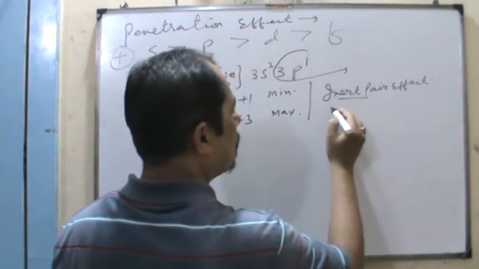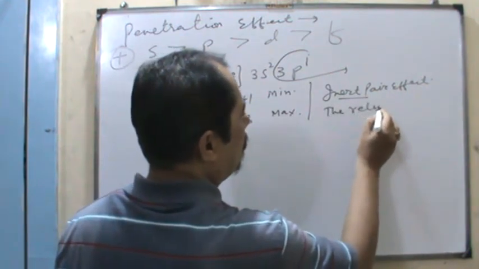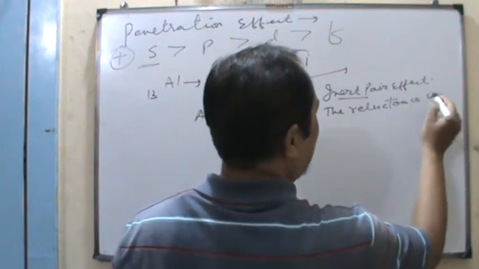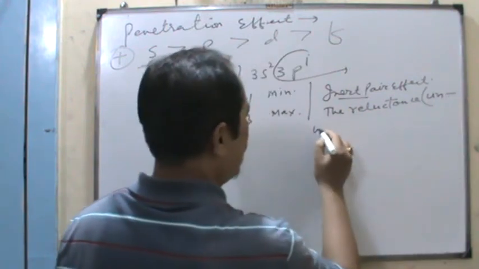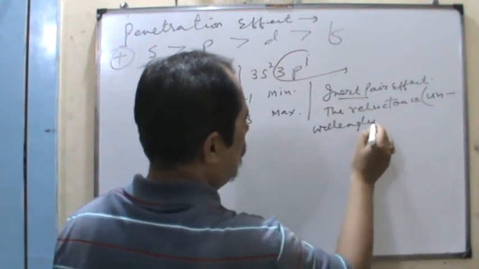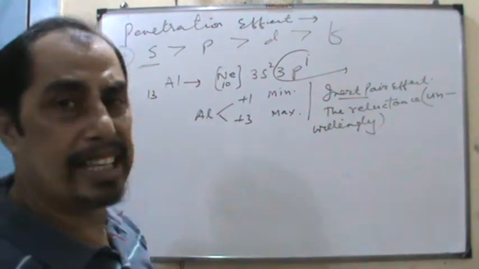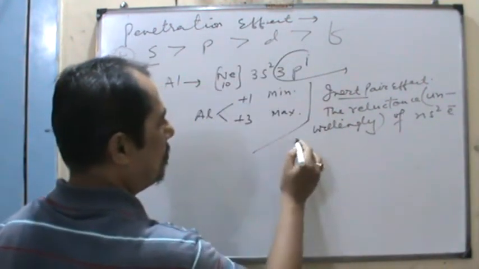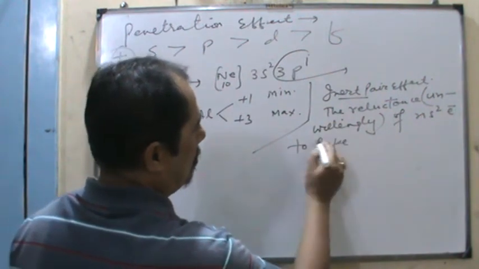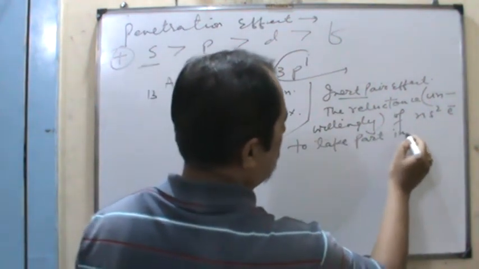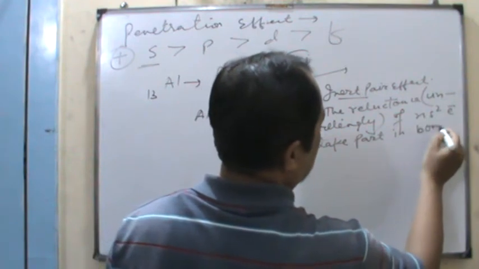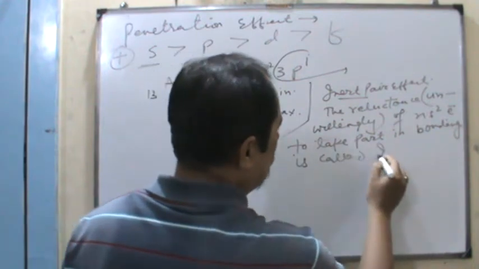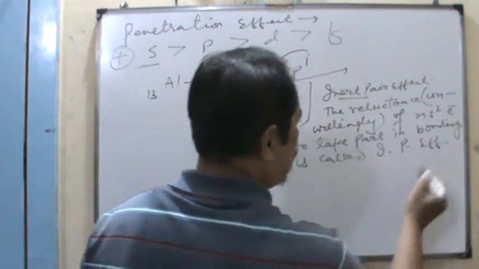What is the inert pair effect? The reluctance of ns2 electrons to take part in chemical reaction or bonding is called the inert pair effect.